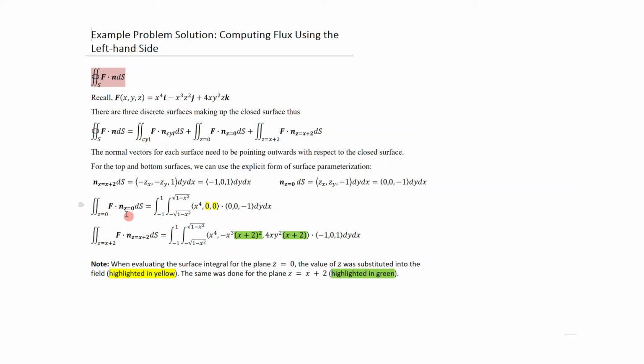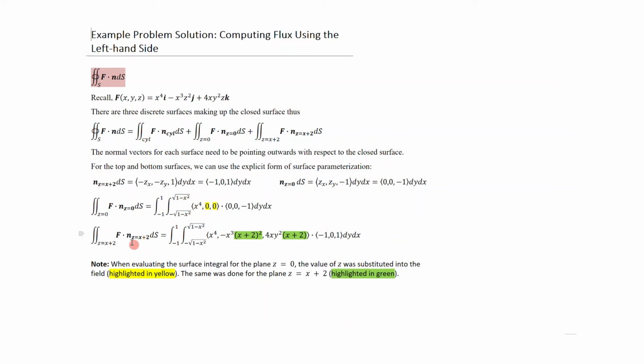And so for the case z equals 0, we need to substitute in here for the case z equals 0. And so we're left with a vector with x component x to the power 4 and y and z components both being 0. And 0, 0, minus 1, this dot product has to be computed, and this is integrated over the region, which is the circular disk.